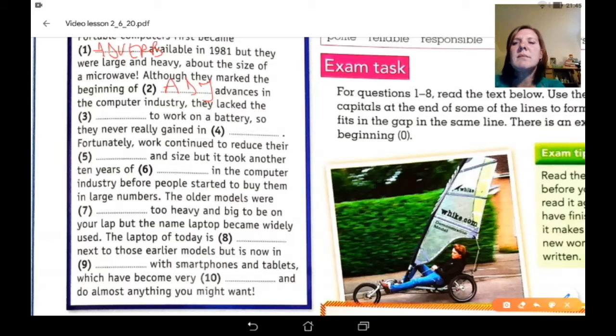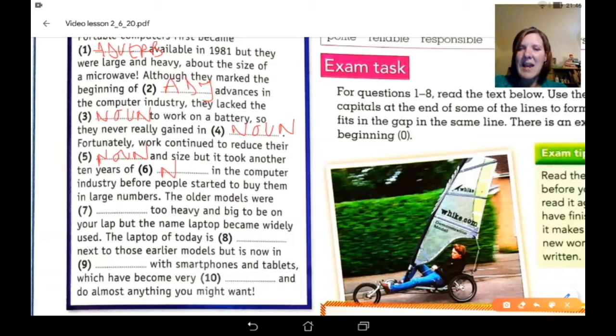Number 2, although they mark the beginning of. Here, actually, it depends. No, it doesn't. I think here you could only have an adjective because it's describing the advances. Okay. Number 3, easy. You have the. So if you have the article, they're looking for a noun. Also here, you're looking for a noun. It gained in something. So it's a noun. Again, number 5, we're looking for another noun. Continue to reduce there. What? Okay, it's a noun. Or number 6, not very interesting here, but another noun.